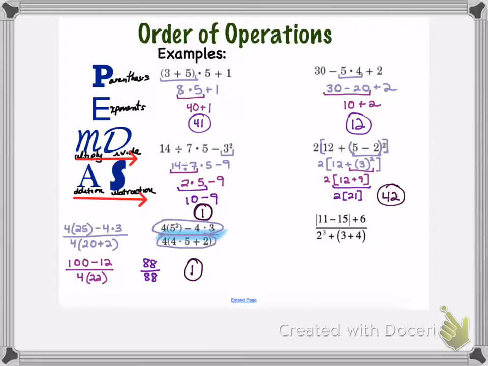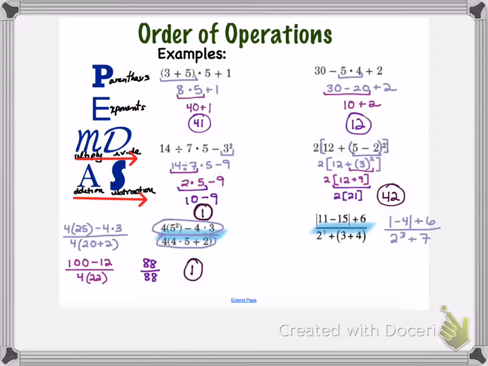Looking at our last example, we have absolute value bars, which also act as parentheses. So we can do those first. And again, the fraction bar separates the numerator and denominator, so we need to simplify both of them before we can do any division. So first, 11 minus 15 gives us negative 4, plus 6 in the numerator. Those absolute value bars don't go away yet. And in the denominator, parentheses come first. So 3 plus 4 gives us 7.